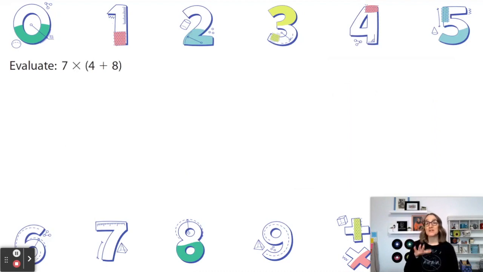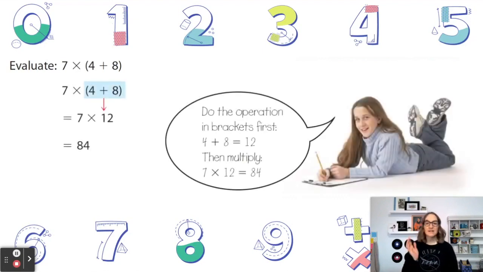One last practice expression for good measure. This time we have some brackets. Now remember that I need to do the operation in brackets first, so I'll add 4 plus 8, which gives me 12. Next, I have to do the multiplication. 7 times 12 is 84. Done. It's actually not that hard once you memorize the order, so let's learn a handy rule that'll help us remember.